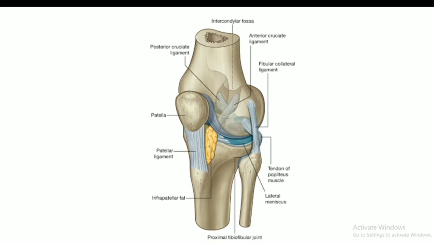Now attachment over the tibial tuberosity. Here this is the patellar ligament. This patellar ligament, also called the ligamentum patellae, is attached to the upper smooth part of the tibial tuberosity. This lower area is subcutaneous. And here there is the infrapatellar fat.